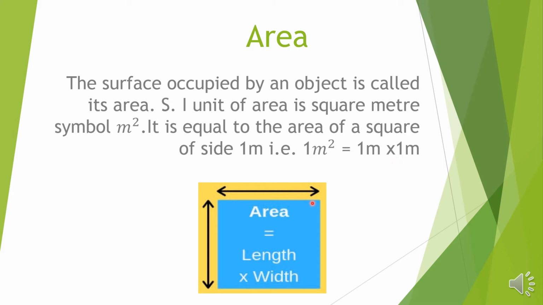Here you can see in this picture, this is the picture of a square. Right children? This side is 1 meter, this side is also 1 meter. Hence we can say what is 1 meter square? 1 meter square equals the area of the square whose each side is 1 meter. So 1 meter square equals 1 meter multiplied by 1 meter. Right children?